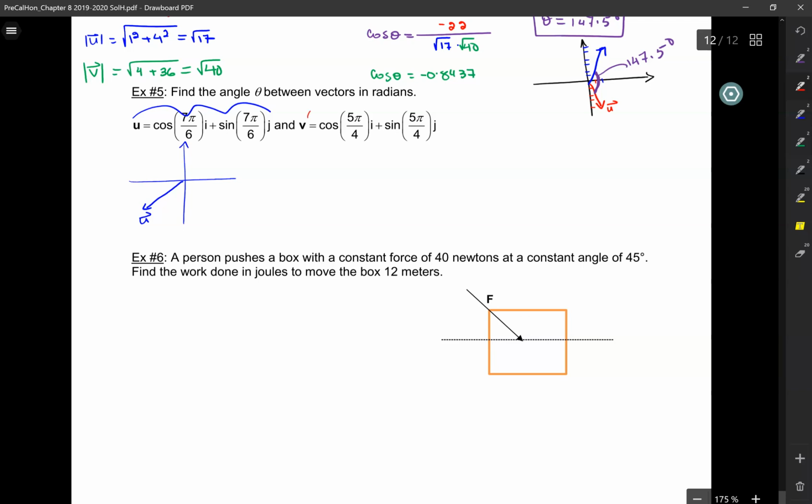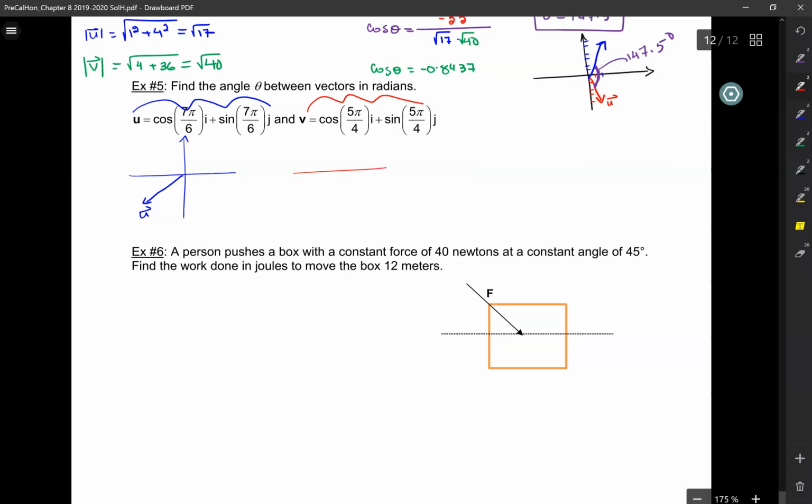What's that look like? What's cosine of 5 pi over 4? Negative root 2 over 2. And the sine? Negative root 2 over 2. So if I were to draw that, is that reasonable? Yeah, that's reasonable for v. And so what is it that I want now? I want the angle in between.